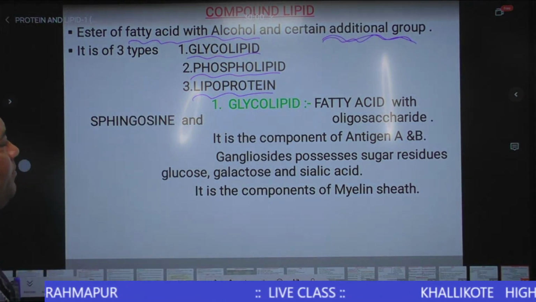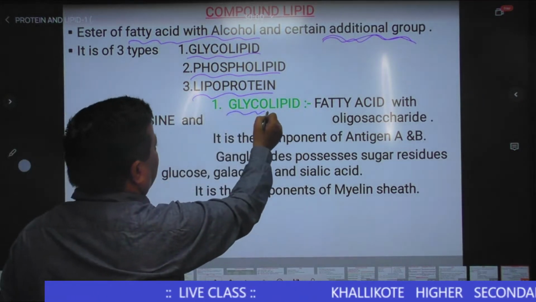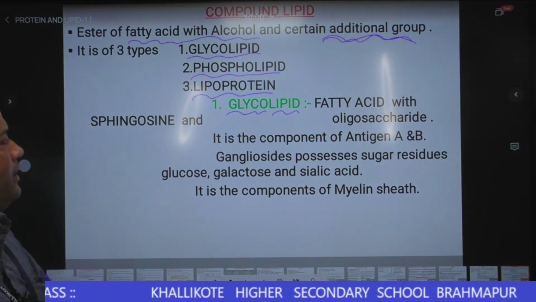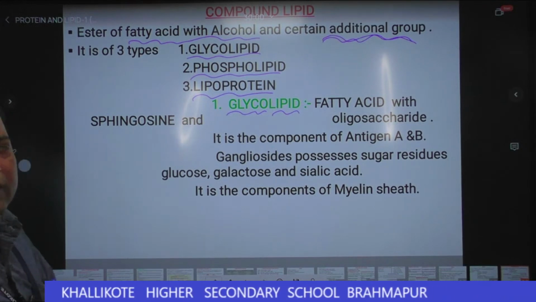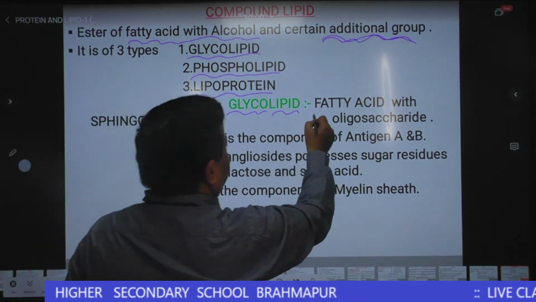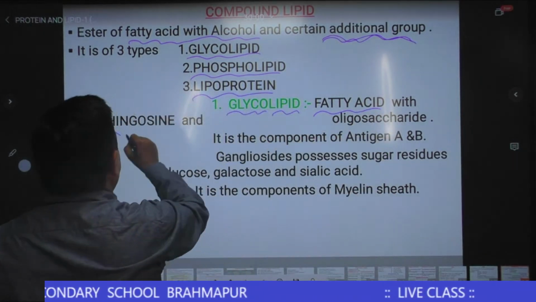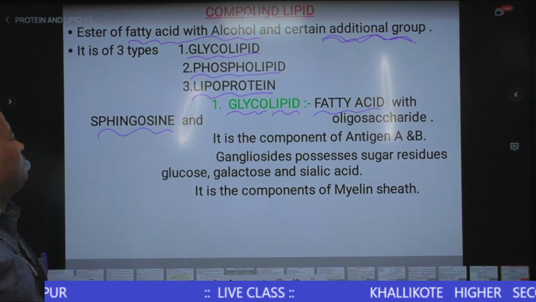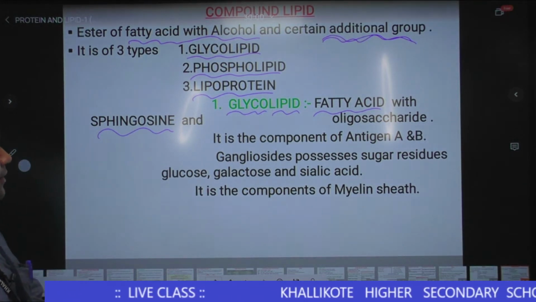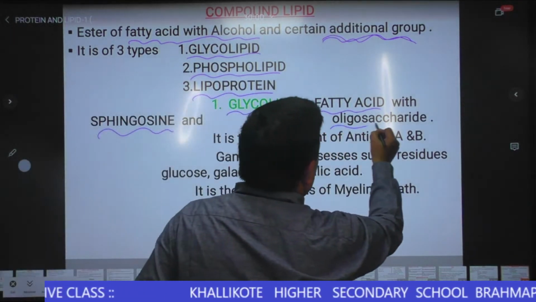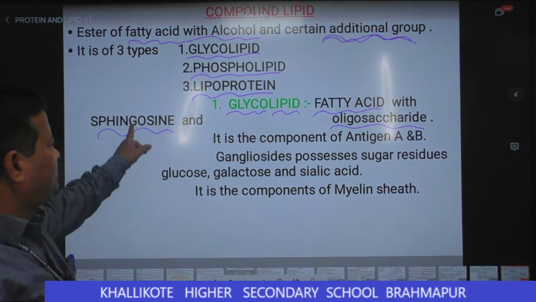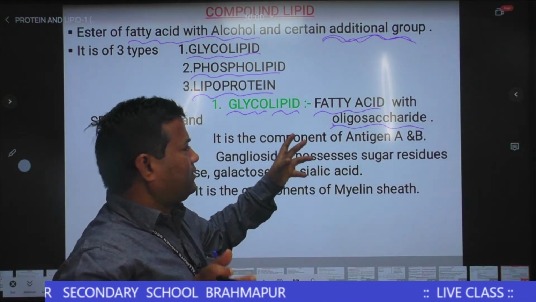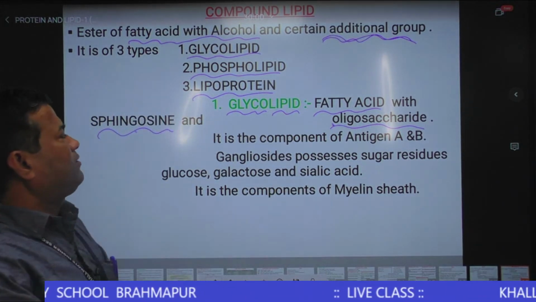First one is glycolipid. What does glyco mean? Glyco means glucose, lipid means lipid. When glucose combines with lipid, that results in the formation of glycolipid. Here fatty acid combines with sphingosine. What do you mean by sphingosine? That is an amino alcohol. Fatty acid, sphingosine and oligosaccharide constitute the glycolipid.